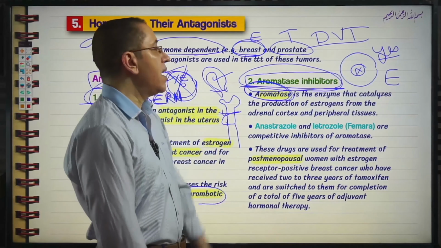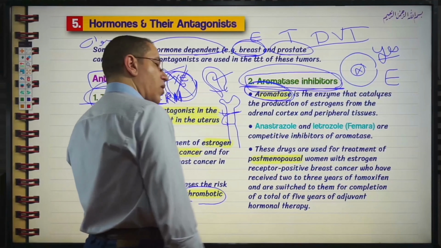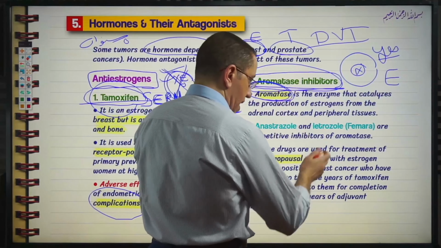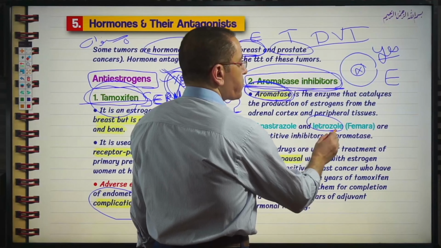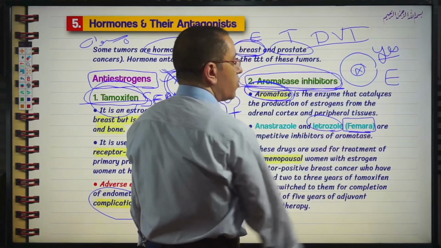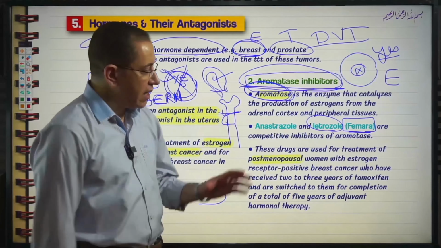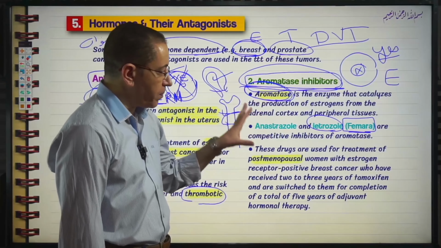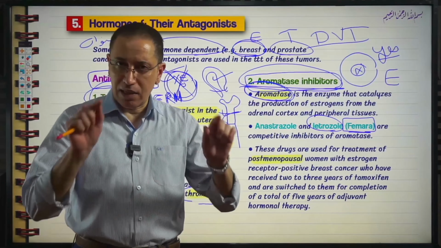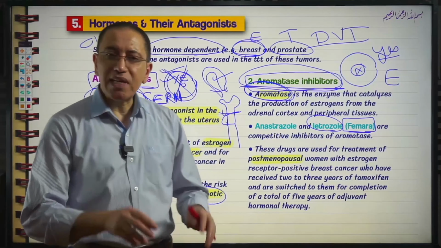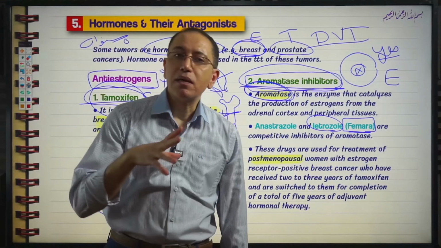What is the most common aromatase inhibitor? The drug called letrozole, or by its trade name, Femara. Oncologists prescribe it to these women. In order to make this story easier for you, always keep in mind that 1 + 1 = 2.